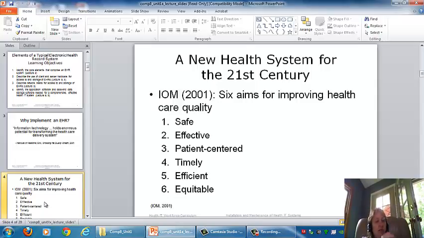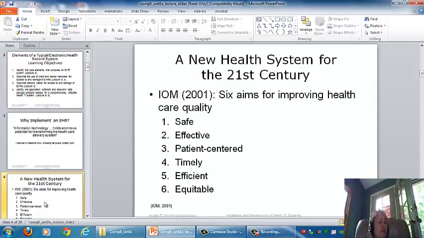The Institute of Medicine's 6 aims for improving healthcare quality. The first one was to make the healthcare environment safer. Next was to make healthcare more effective. And then the third aim was to make healthcare more patient-centered. Get the patient more involved in the decision-making process. Help them understand their choices better.